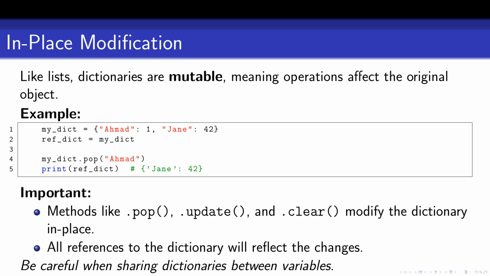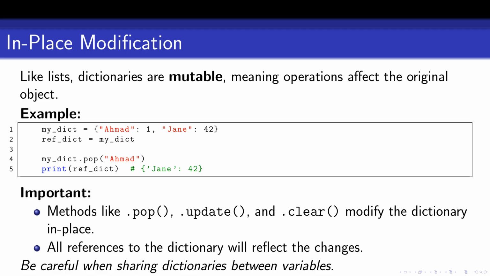This behavior is useful for sharing data between functions or storing configurations, but it can also lead to bugs if you accidentally modify a shared structure. If you need to work with an independent copy, you should use the copy method or the dict constructor. Understanding the difference between a reference and a copy helps you avoid unintended side effects and keeps your code predictable and bug-free.